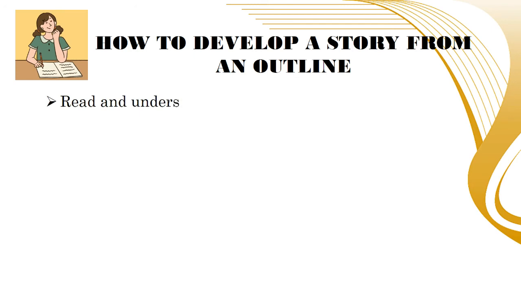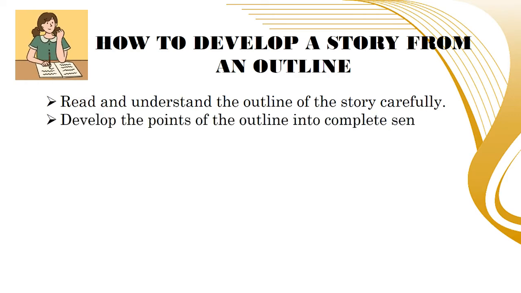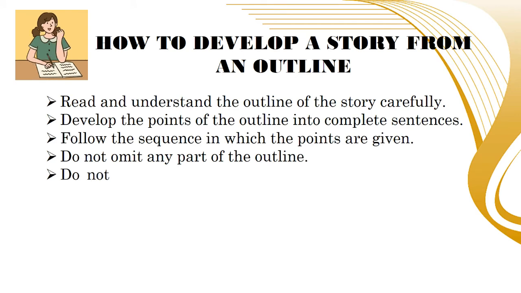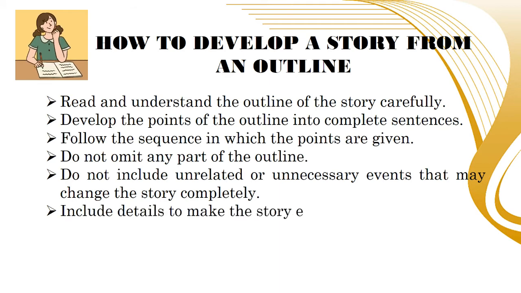Read and understand the outline of the story carefully. Develop the points of the outline into complete sentences. Follow the sequence in which the points are given. Do not omit any part of the outline. Do not include unrelated or unnecessary events that may change the story completely. Include details to make the story enjoyable to read.